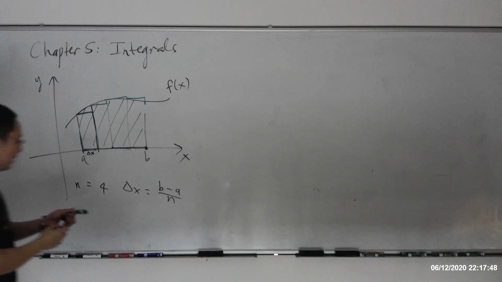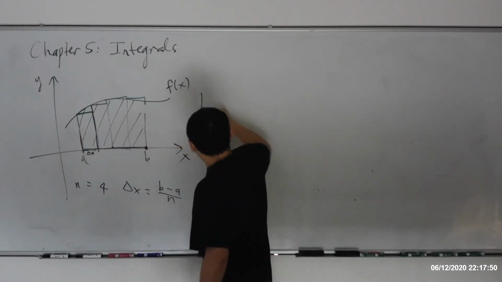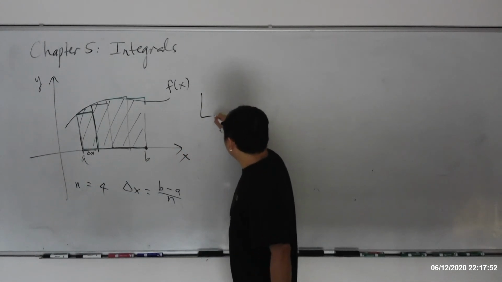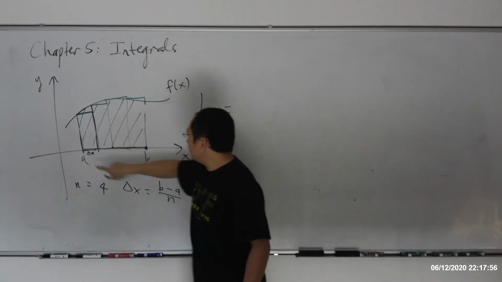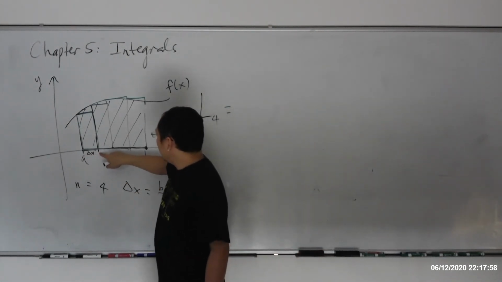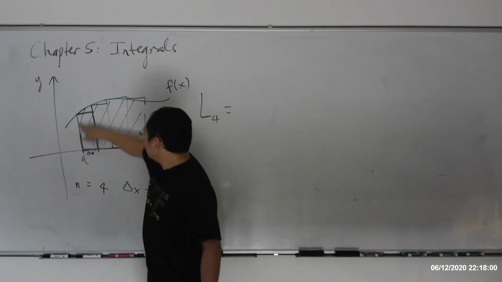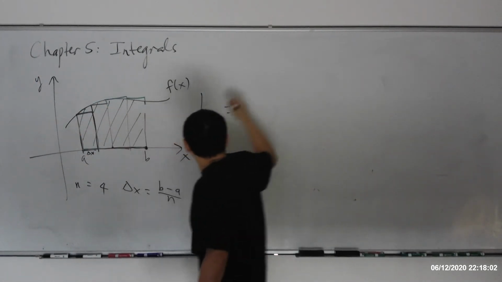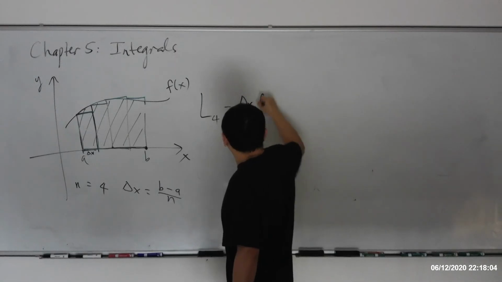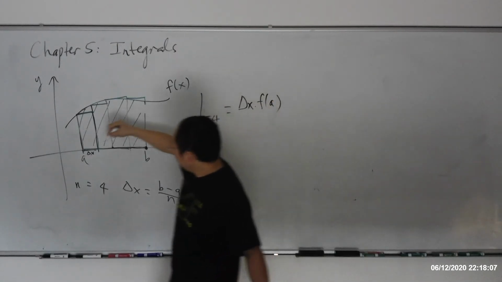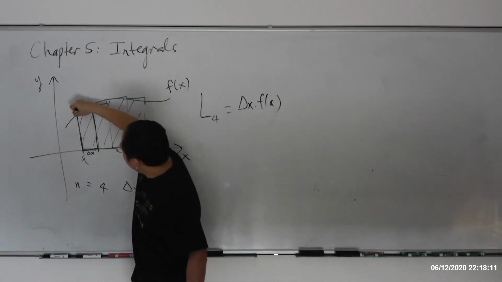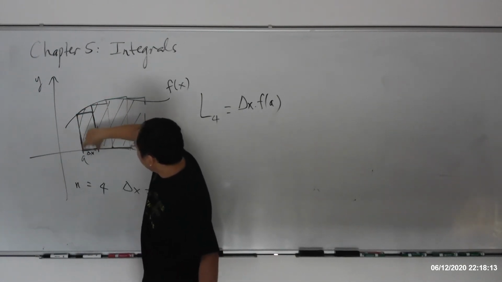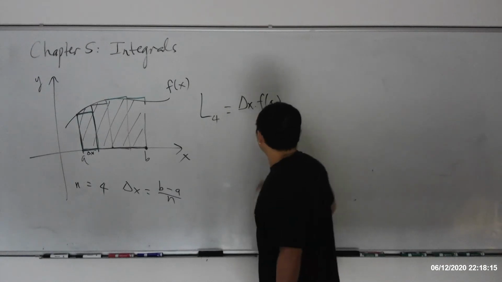And if I do it that way, you know this. Left approximation with 4 is equal to what? The first column is delta x times f of a. Delta x is right here, the base, times f of a right here. This is the height and this is the base. You have the area of the first column.